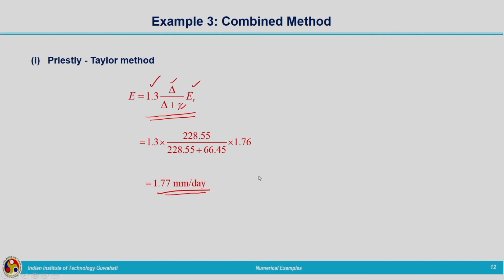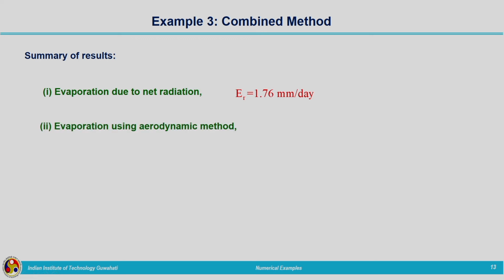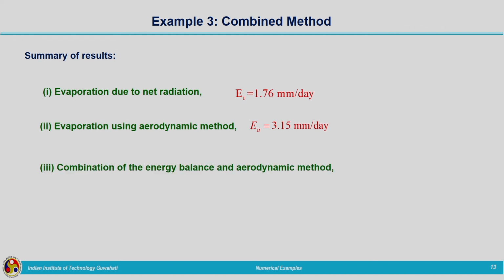So, we have calculated the evaporation rate by different methods. We can just summarize the results. Evaporation due to net radiation is calculated to be 1.76 millimeters per day. Evaporation using the aerodynamic method is calculated to be 3.15 millimeters per day, and the combination of energy balance and aerodynamic method was found out to be 2.07 millimeters per day. And finally, by using the Priestley-Taylor method, it was calculated to be 1.77 millimeters per day.